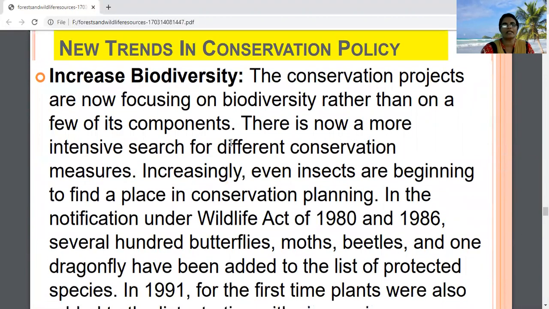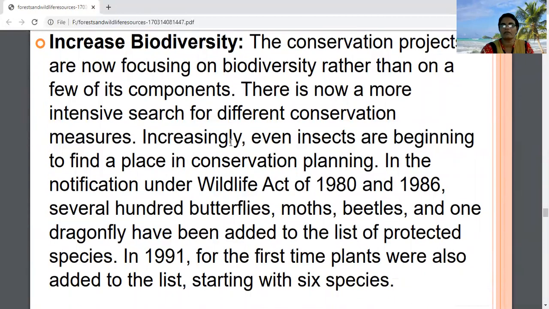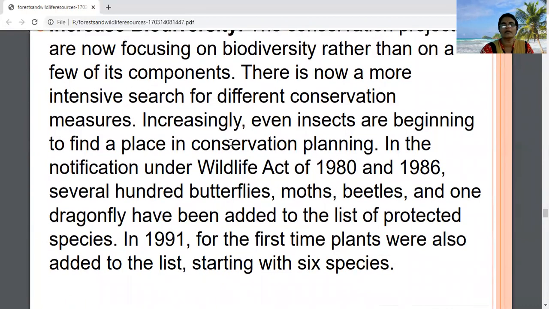Conservation of forests and wildlife. First policy of conservation is to increase biodiversity. So what are the features of it and what are the steps taken for this? The conservation projects are now focusing on biodiversity rather than on a few of its components. There is now a more intensive search for different conservation measures. For maintaining biodiversity, more intensive research works are necessary.